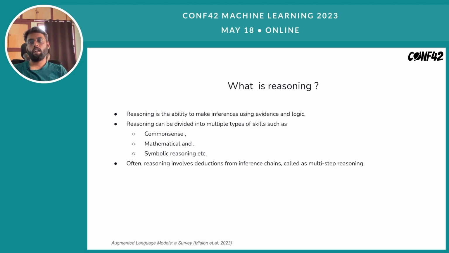So what is reasoning? Reasoning can be defined as an ability to make inference from the given evidence and logic. There are different types of reasoning like common sense, mathematical, and symbolic reasoning. Reasoning can also be defined as an ability to break down a bigger problem into smaller solvable subproblems, and then recursively solve the subproblems to solve the bigger problem finally. This can be considered a broad definition of reasoning.